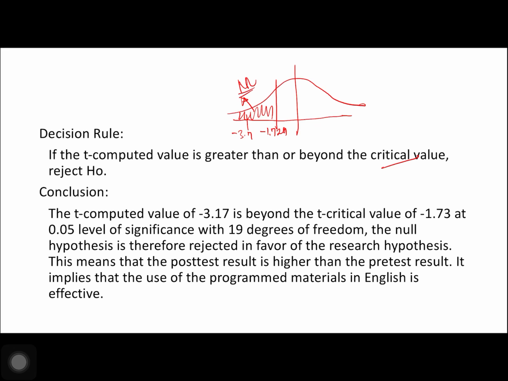So for our conclusion, the t computed value of negative 3.17 is beyond the t-critical value of negative 1.73 at 0.05 level of significance with 19 degrees of freedom. The null hypothesis is therefore rejected in favor of the research hypothesis. This means that the post-test result is higher than the pre-test result. It implies that the use of program materials in English is effective. Okay? So that's all.